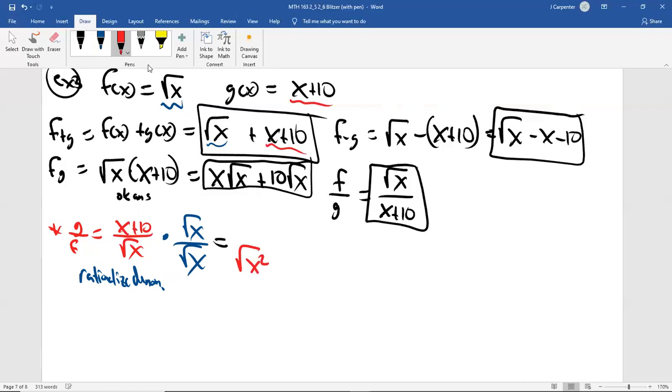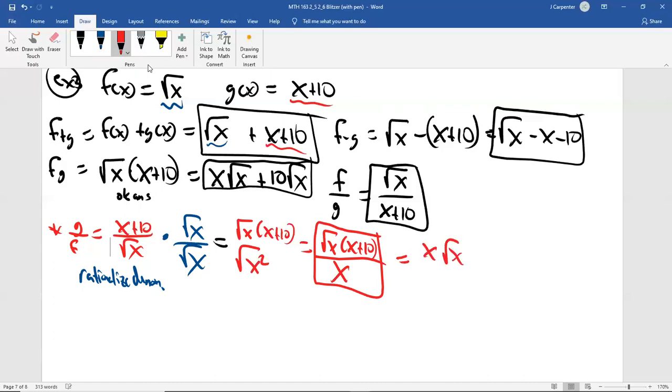In the top, you actually get exactly what you have for either of these for the f times g. So I'm just going to write the square root in front. In the bottom, the square root of x squared is x. No more square roots, so we're good. So you could have this as an answer, or you could have distributed that square root and had your x square root of x plus 10 square root of x all over x. Again, it just depends on whether you want your top distributed or factored.